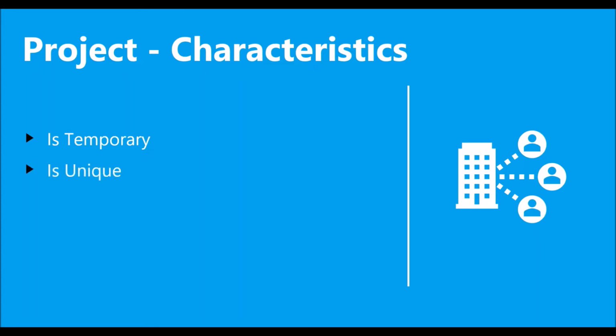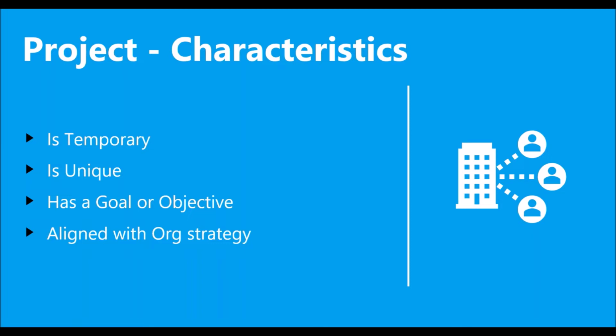A project is unique, and that is for a reason. I'll explain why. Because it has a goal or objective. So every project has a goal or objective. It need not be economic or financial. There can be other reasons as well. We'll discuss that when we talk about value. But what makes a project unique is that it has its own goal or objective. And finally, projects run because they are aligned with organizational strategy. That is typically the case with medium-sized to large-sized organizations, where you have your projects aligned with the organization strategy. These are the characteristics of a project.